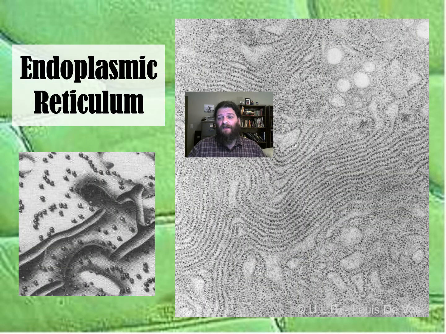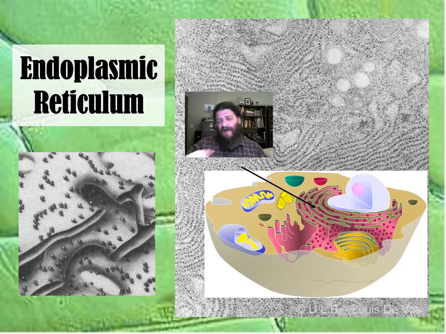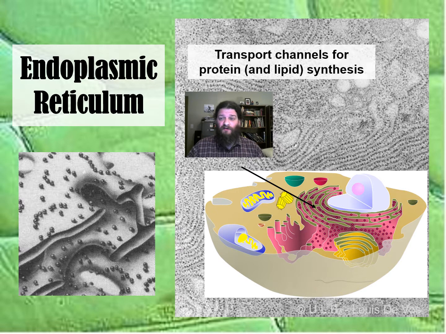Surrounding the nucleus is a maze-like network of membranes called the endoplasmic reticulum. It does come in a couple of varieties. It doesn't matter which kind we're talking about. Here's the smooth endoplasmic reticulum. Most of the time we're talking about rough endoplasmic reticulum. What makes them rough are ribosomes. We'll talk about ribosomes in a second.